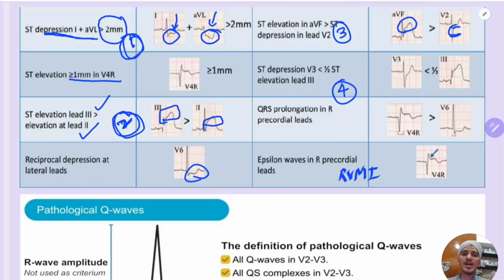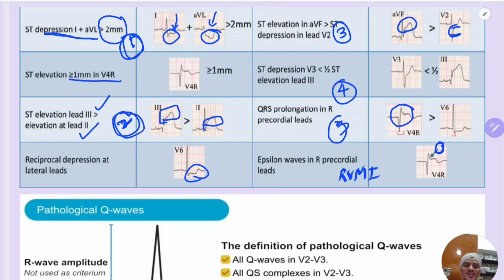Fourth condition, ST depression in V3 should be less than half of ST elevation in lead V3. So that is the fourth condition. Fifth, QRS prolongation in right precordial leads. Yes, of course there is QRS prolongation in right precordial leads. Also, epsilon waves in right precordial leads. This arrow, as you are seeing, is known as an epsilon wave. If right precordial leads have an epsilon wave, that is also confirmatory of right ventricular infarction.